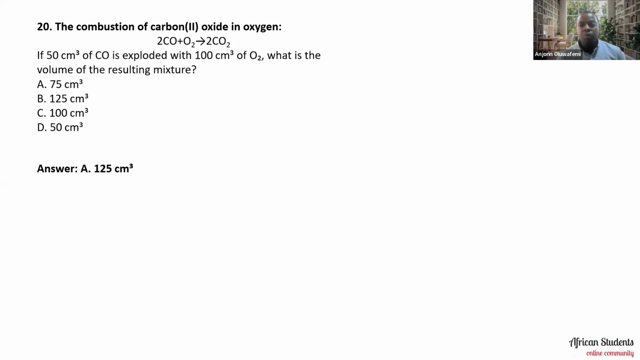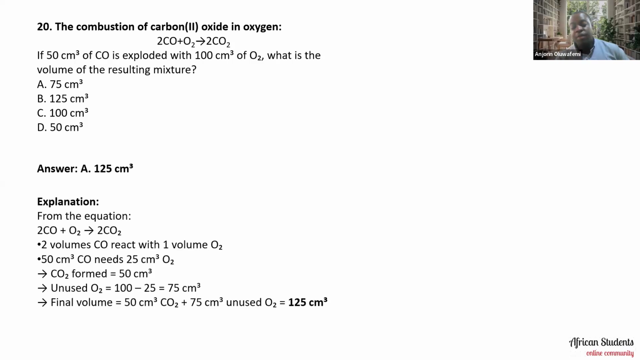But I will explain how we arrived at that. Now from the equation 2CO + O2 → 2CO2, 2 volumes of CO react with 1 volume of what? Of oxygen. 50 cm³ of CO needs 25 cm³ of oxygen. Now, CO2 formed equals what? 50 cm³. Unused oxygen will be what? 100 minus 25, which is 75 cm³.